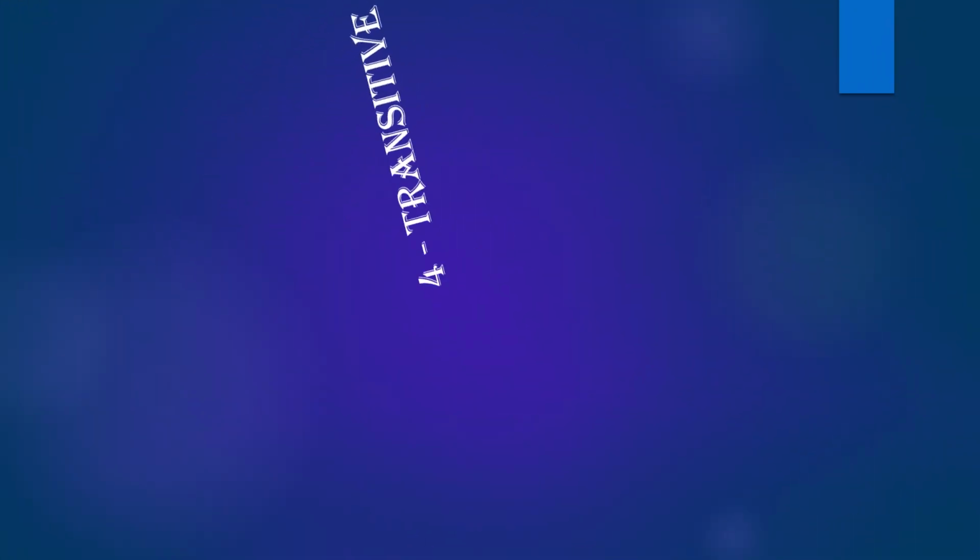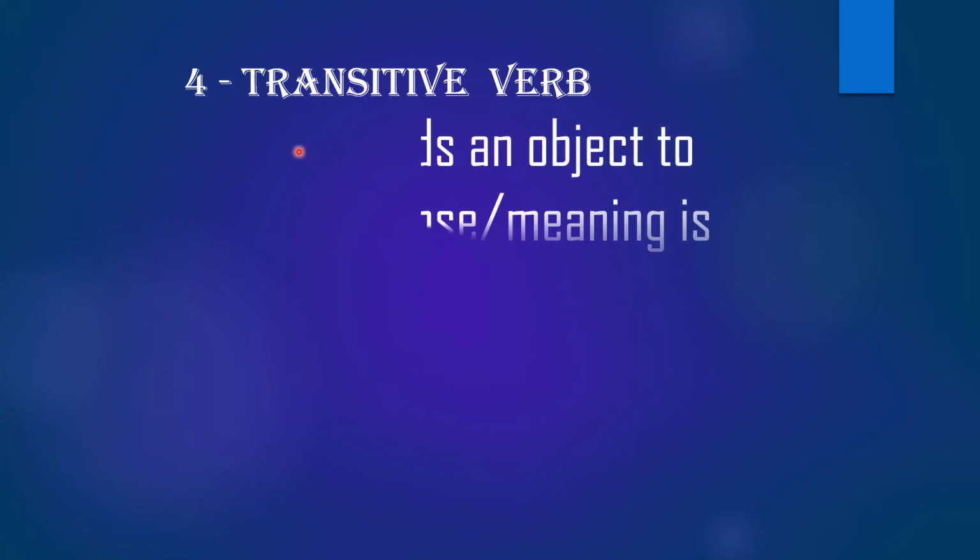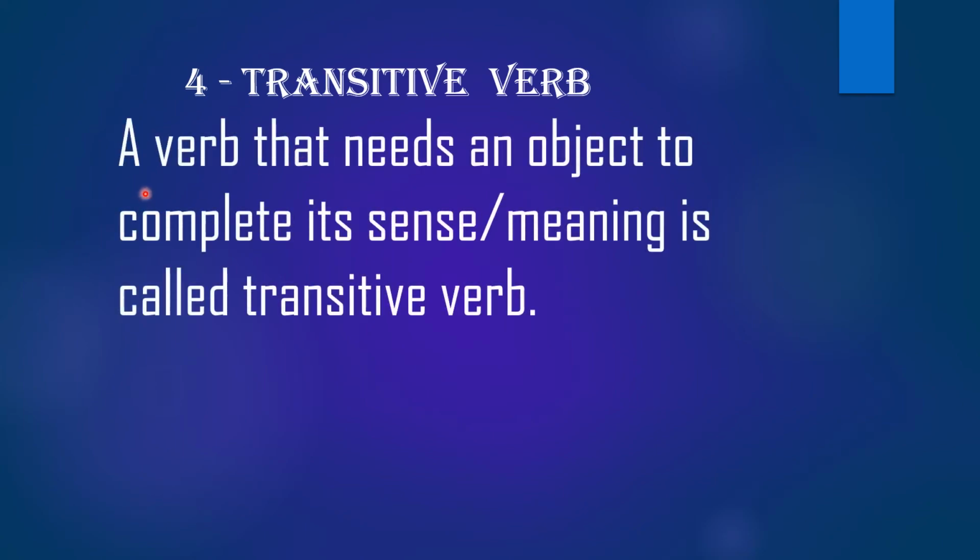Now see the fourth type, that is transitive verb. A verb that needs an object to complete its sense or meaning is called transitive verb.